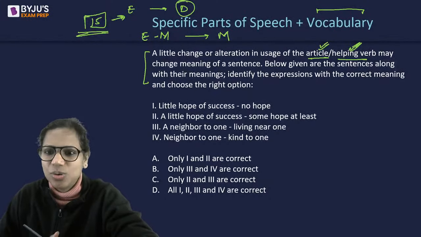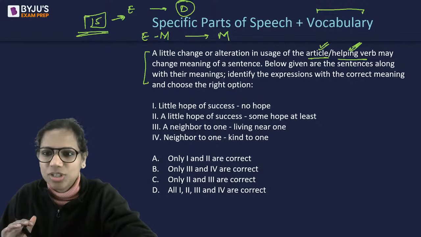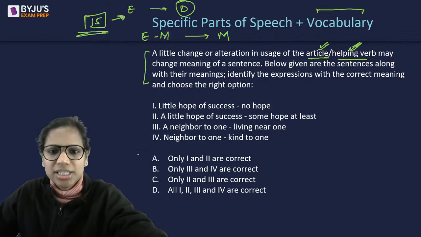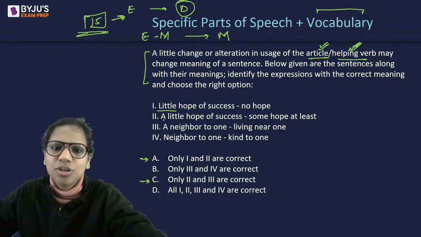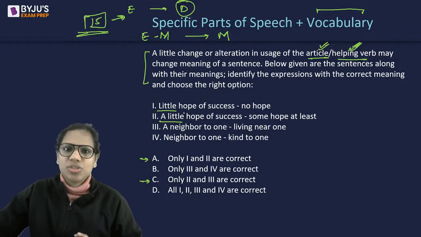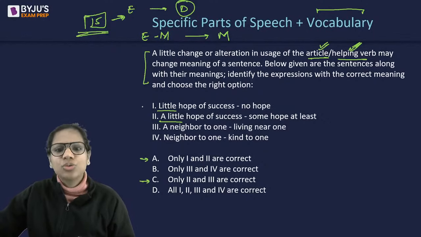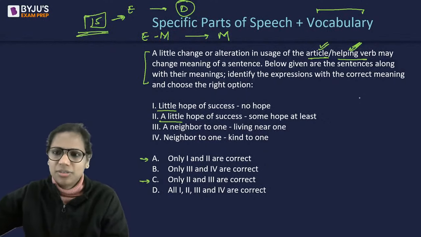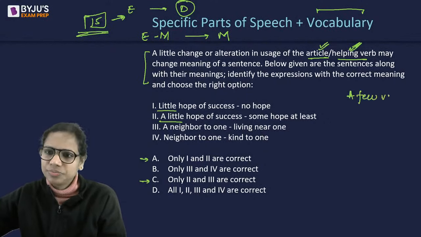A, C, all right. It's A versus C in the chat box currently. I've got just one D. So let's have a look. Little hope of success. I think we've covered this grammar concept a number of times now. When I say a few versus just few, right? A few versus few. A little versus little. We have covered this concept.